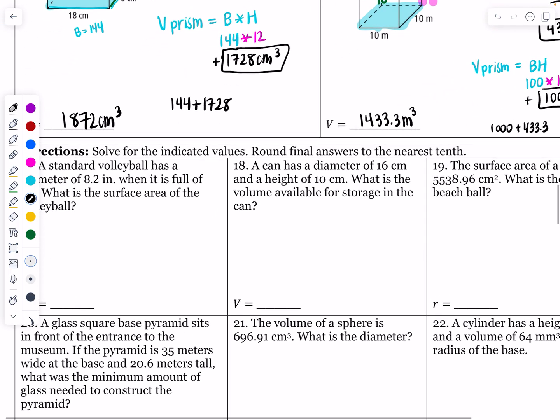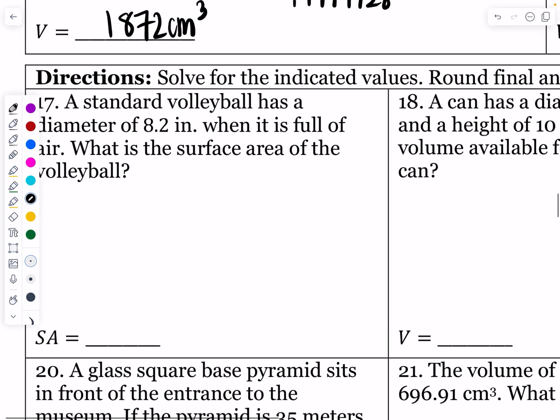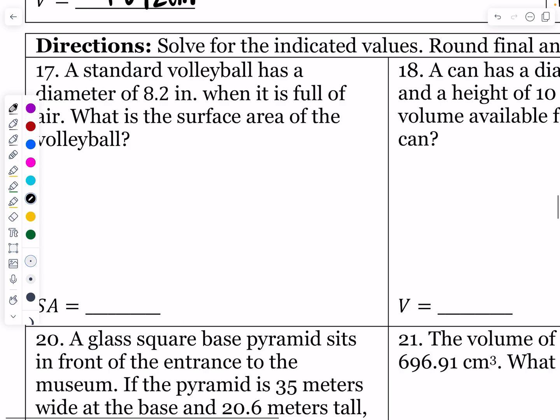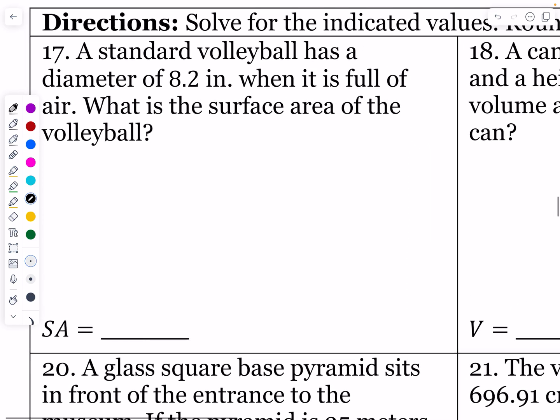All right, solve for the indicated values, round final answers to the nearest tenth. So you're going to see that these don't have pictures. A standard volleyball has a diameter of 8.2. When it is full of air, what is the surface area of the volleyball? Well, first thing you need to acknowledge is that this is going to be a sphere. Whenever it talks about a ball, that's a sphere. So what is the surface area formula for a sphere? Go get it from the formula sheet if you need it.